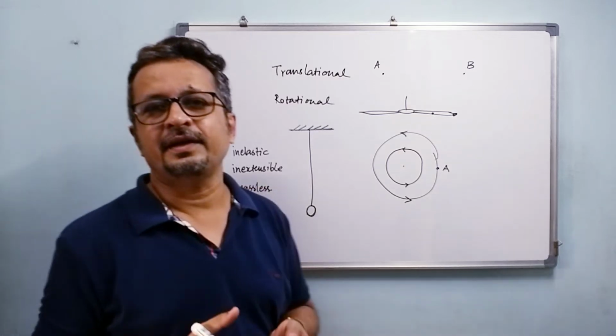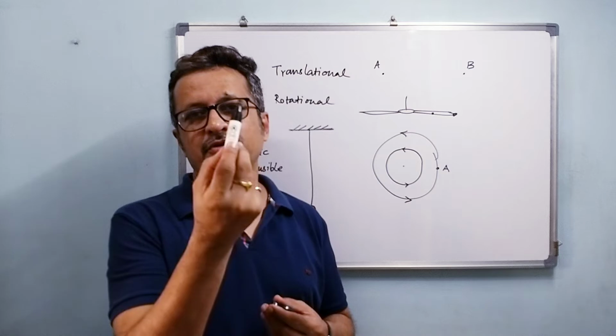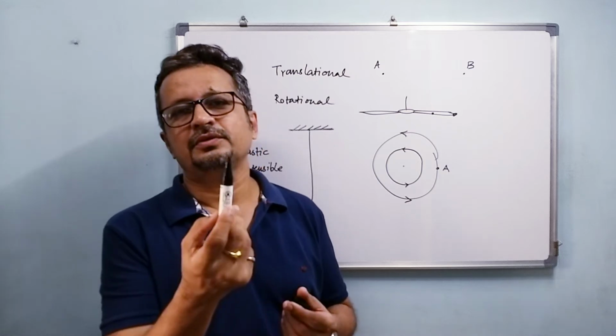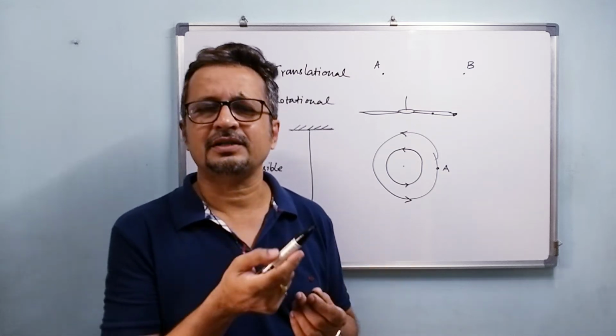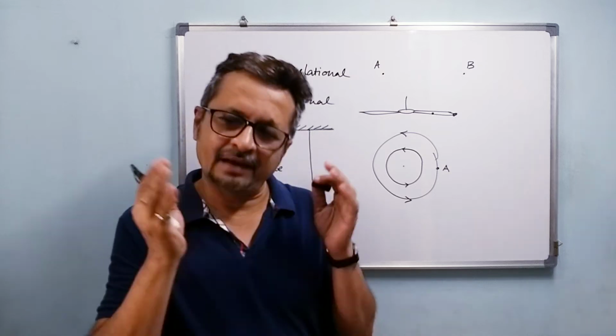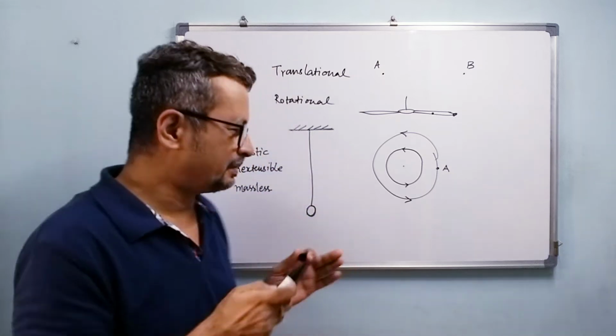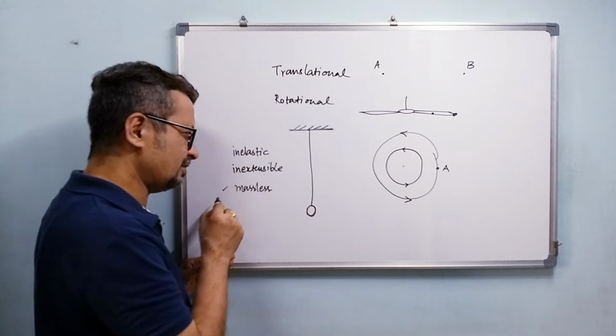Now one thing is there, something that you can see. For example, you see this marker. Can you say that this is massless? No, its mass may be small, but it will still have some mass. Okay, but still I am saying massless string here.